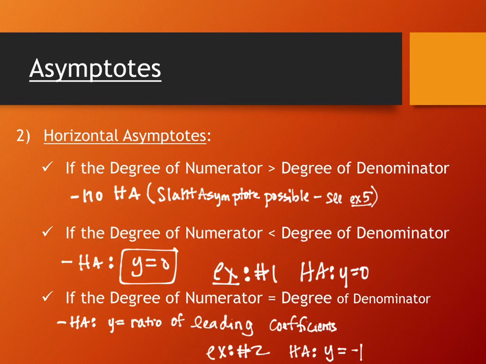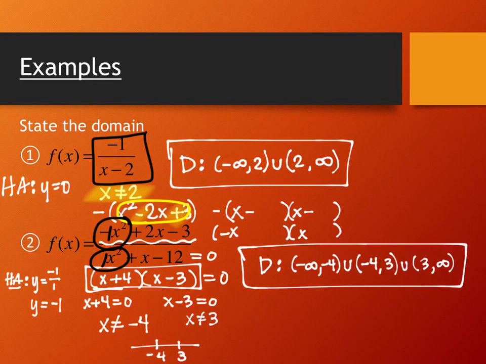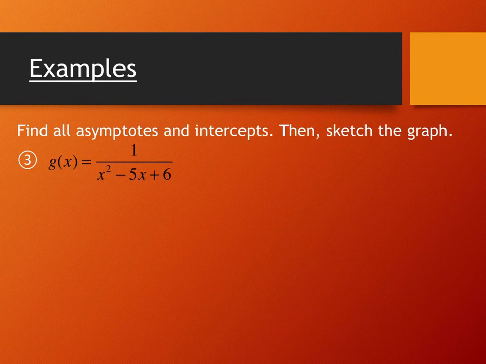Does that make sense? It's not hard to identify the pieces. It's just kind of weird to write it out. So what we're going to do with the examples we work with after this point is that we're going to be given an equation, much like we were over here, and we're going to be asked to find several things for that equation. So on number 3, we have the equation g of x equals 1 over x squared minus 5x plus 6. And it asks us to find the asymptotes, intercepts, and sketch.